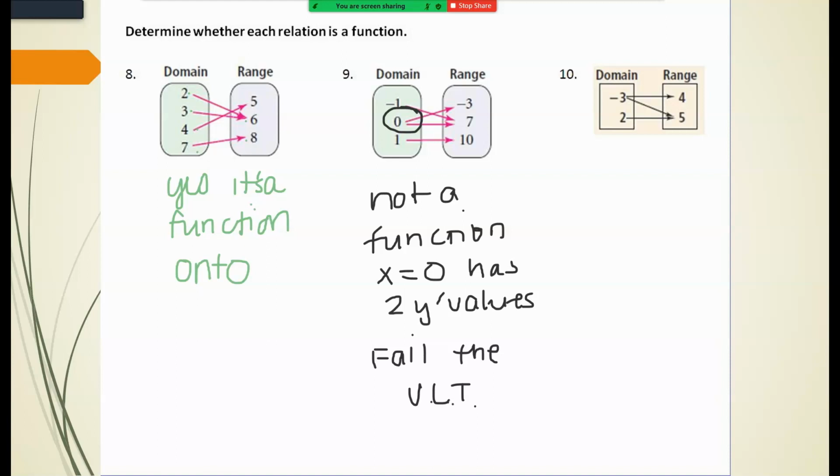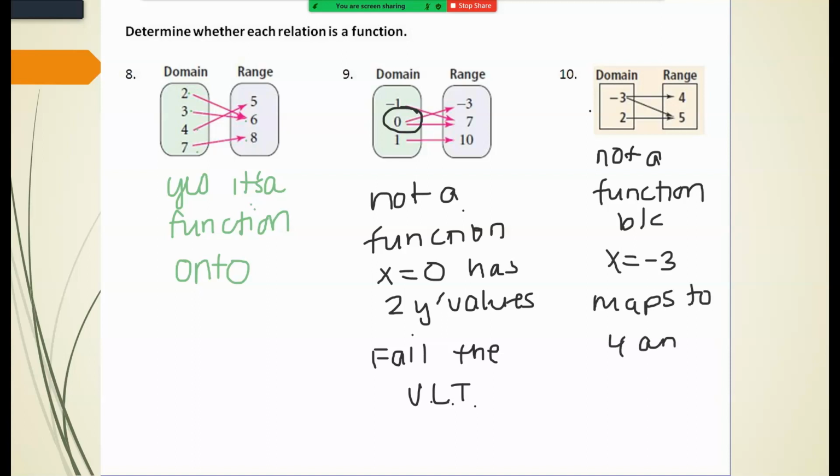Number 10, also not a function because x equals -3 maps to 4 and 5. So again, fails the vertical line test. And if it's not a function, we don't care about it being 1 to 1 or onto.